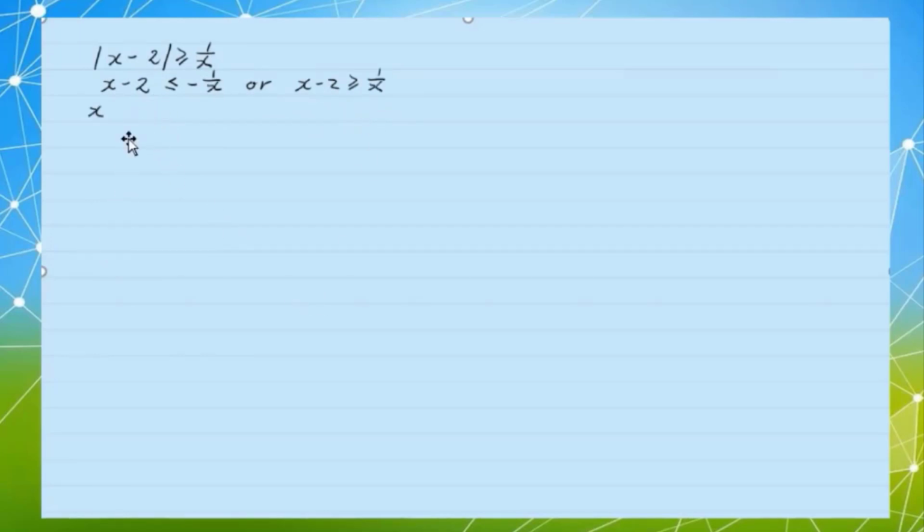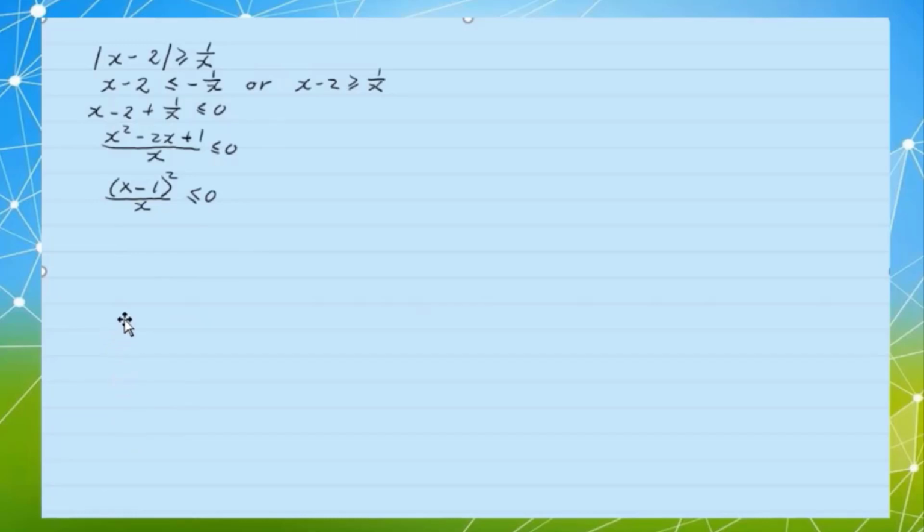Now I'm going to solve this inequality separately. First I shift the term to the left so that it is equal to 0 on the right. Now I try to combine all the terms on the left into a single fraction. Now I factorize the quadratic, and it becomes x minus 1 squared divided by x less than or equal to 0.